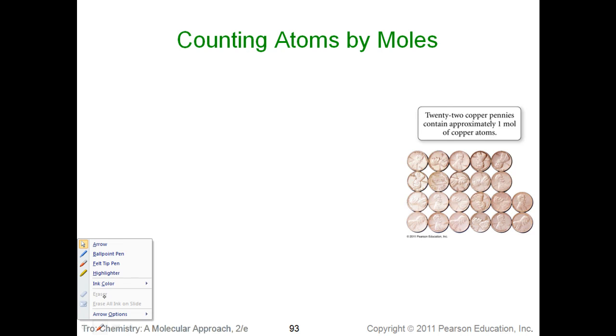Alright, this mini lecture is going to be on atoms and moles and the interrelationship between the two. Alright, a mole is nothing more than a fancy name for 6.02 times 10 to the 23rd.